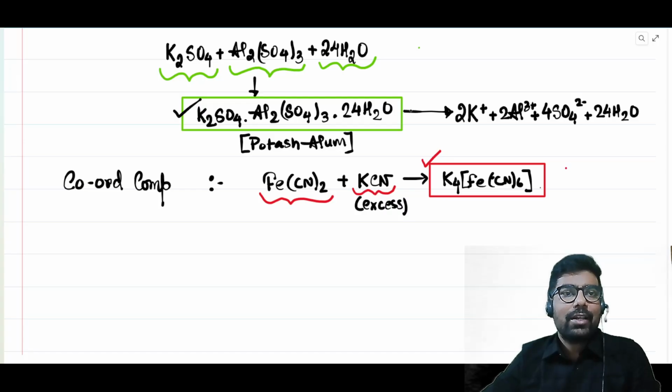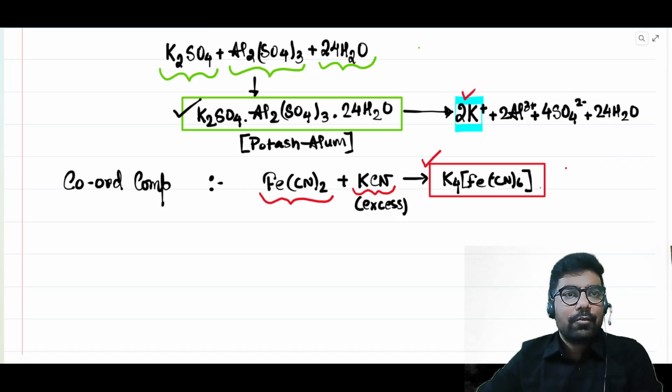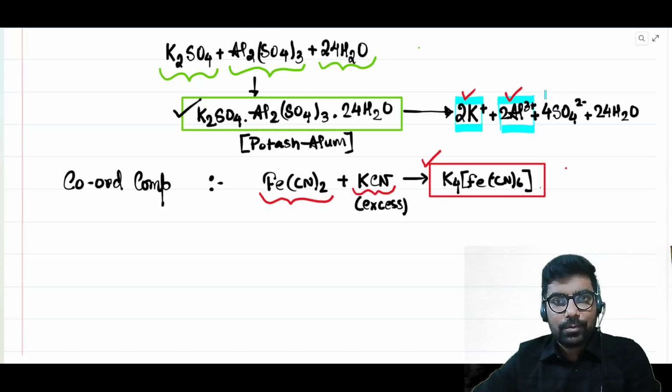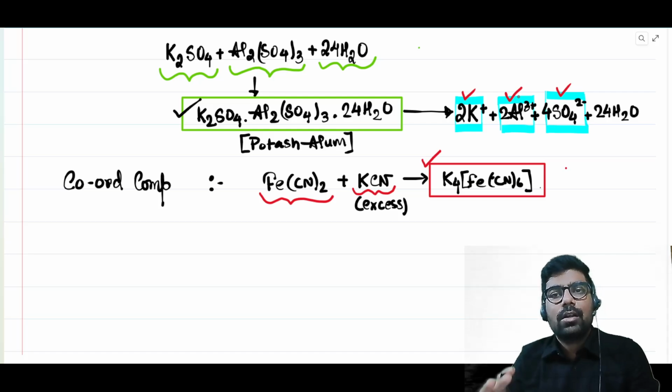So now let's say we have a double salt, we dissolve it in water, and now we do the individual test for potassium. It will give a positive test for potassium. Again, if we do an individual test for aluminium, it will give a positive test for aluminium. If we do a test for the sulfate group, it will give a positive test for the sulfate group also, right? So now we know what a double salt does in water. It breaks into all the constituent ions.